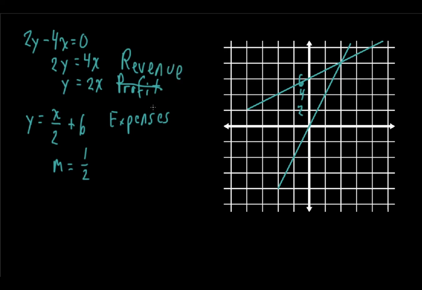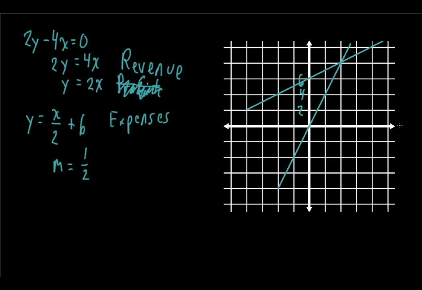What's the difference between profit and revenue? In this case, revenue means how much money you're making, but it doesn't account for any money you might be losing. Profit would be how much money you actually make when you account for your expenses as well. So we're not going to be talking about profit at the moment, but it's a good reminder to make that distinction here.